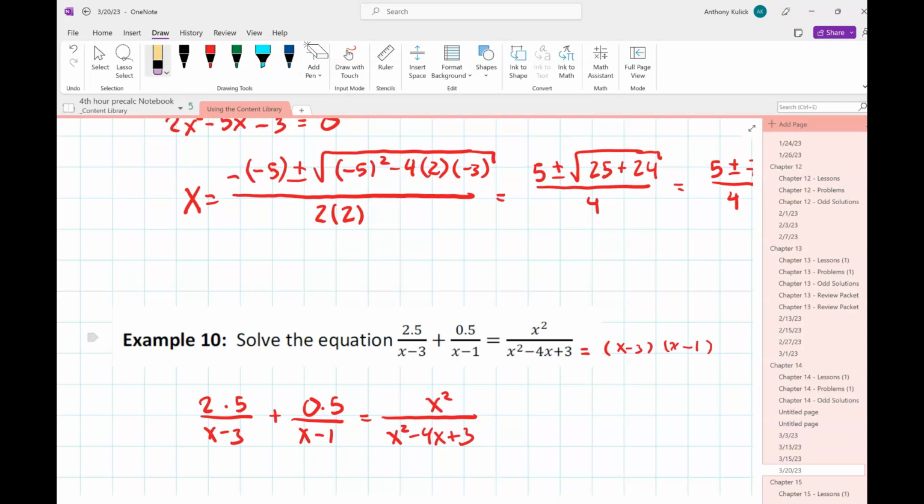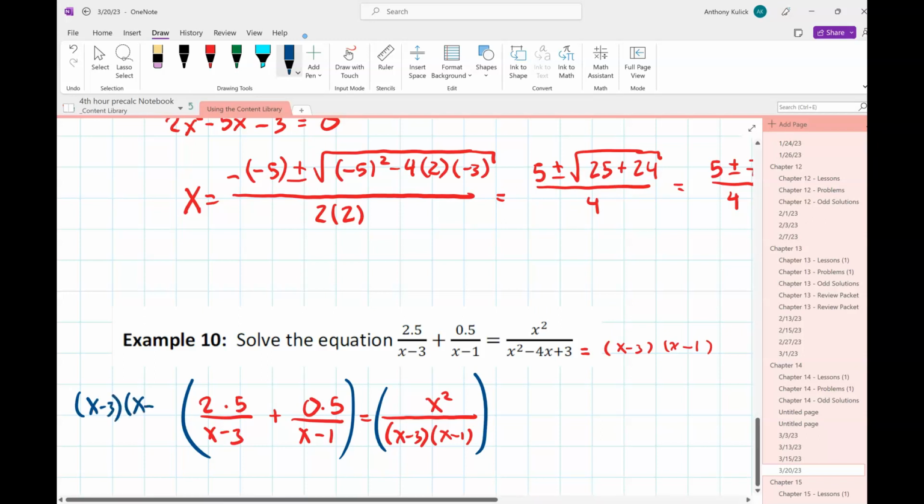Why did I write it that way? What should I write that as? The factored form, right? Why bother factoring it if you're not going to use it? Okay. What should I multiply both sides by? x minus 3 times x minus 1. Very good.